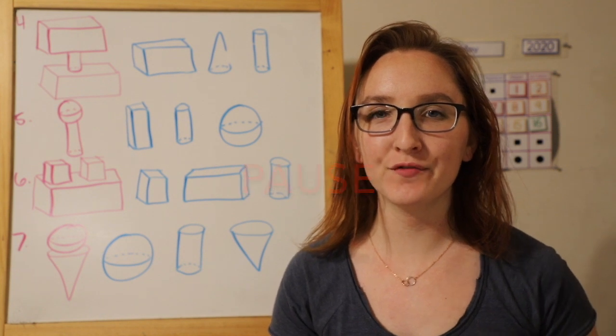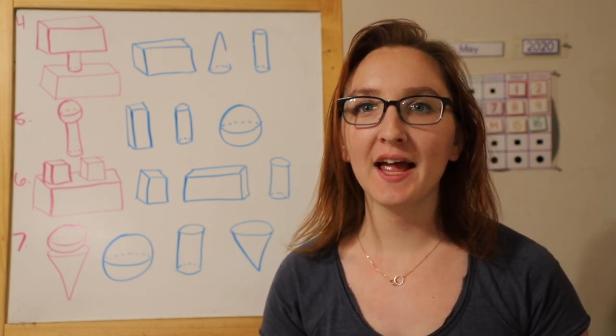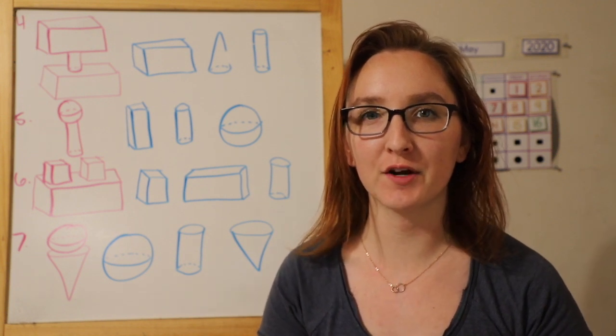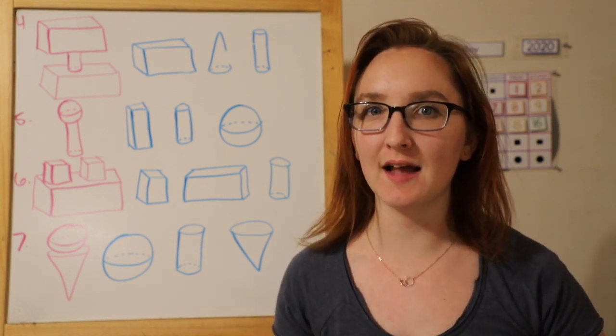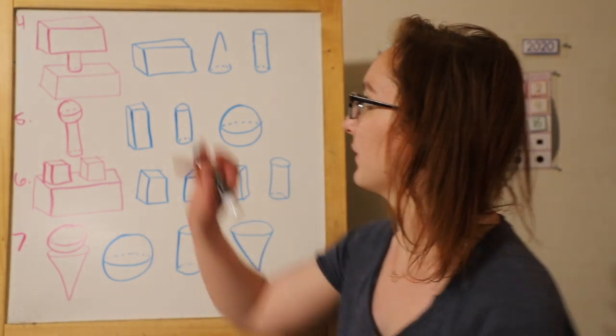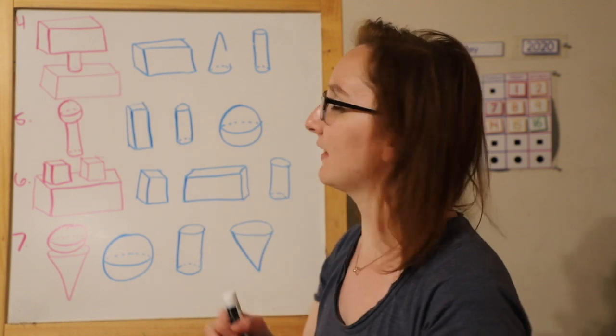Alright, so now that you've finished it, let's go ahead and review and see which shapes were used to make those composite shapes in the first 3 ones, and which one was not used in the very last one. So let's look at number 4. We've got a shape that looks kind of like this.